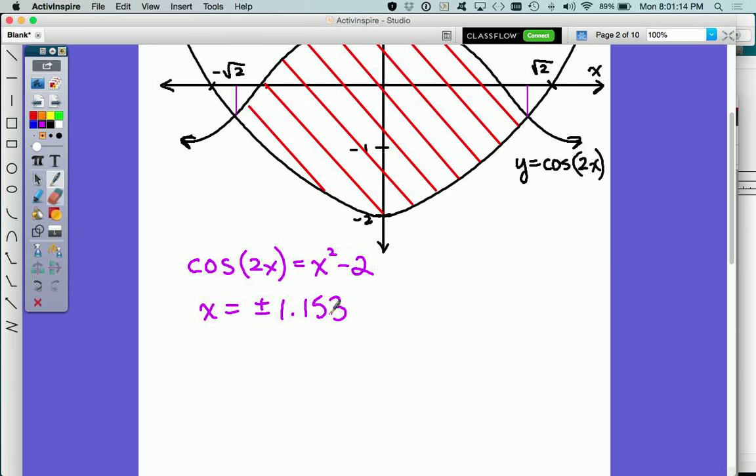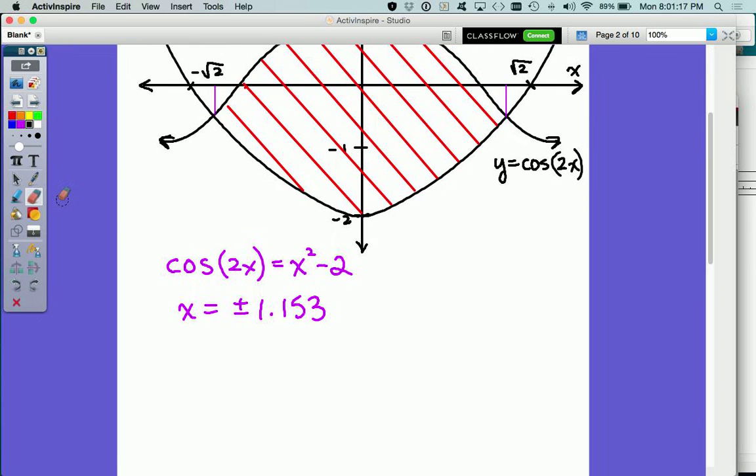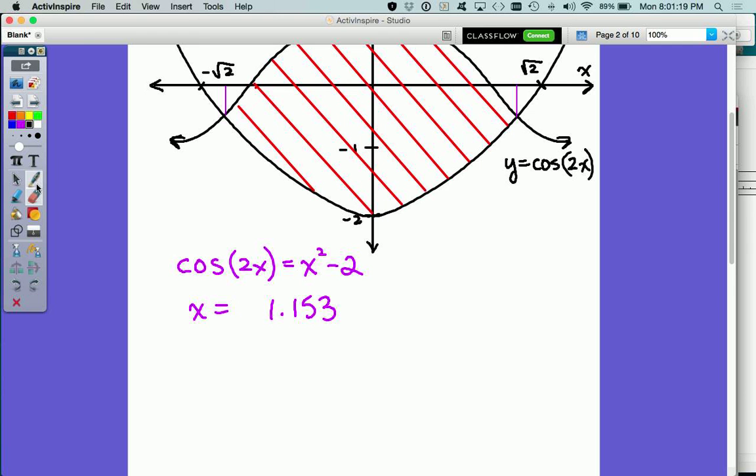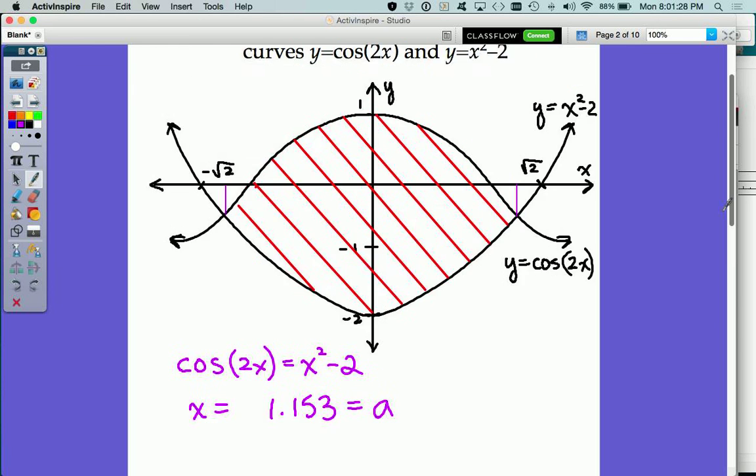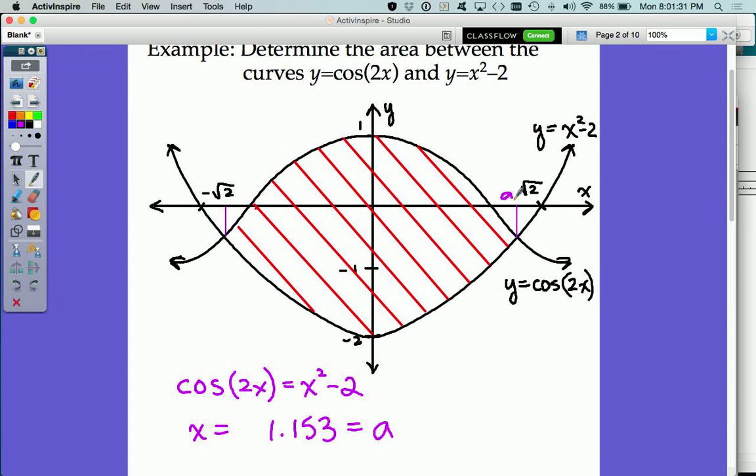And I'm going to define this 1.153 number as a. So I'm going to get rid of this plus or minus, and I'm just going to let this equal a. And the reason I'm going to do this is because I don't want to have to keep writing this 3 decimal place number. So I'm going to come up here and say this is a, and this is now, of course, negative a. And now I want the integral from negative a to positive a of top function minus bottom function. But again, I can do this a little bit more efficiently because I can see that this graph has symmetry across the y-axis.